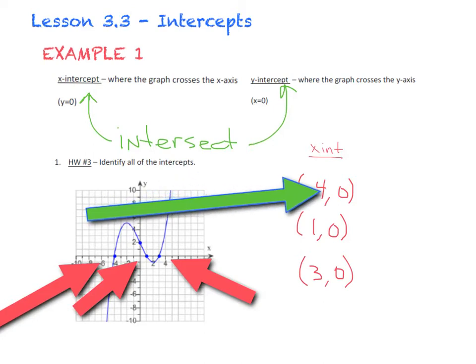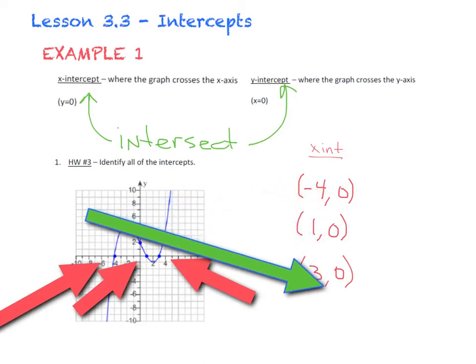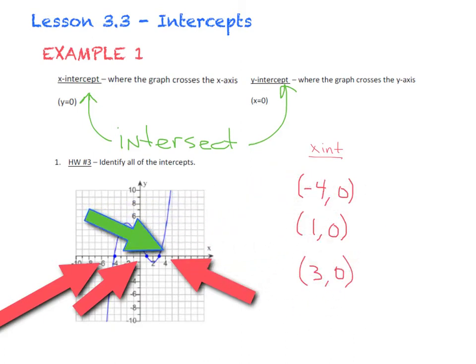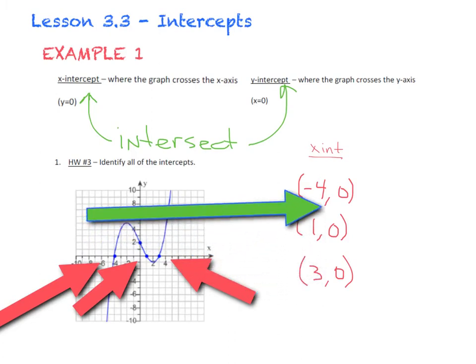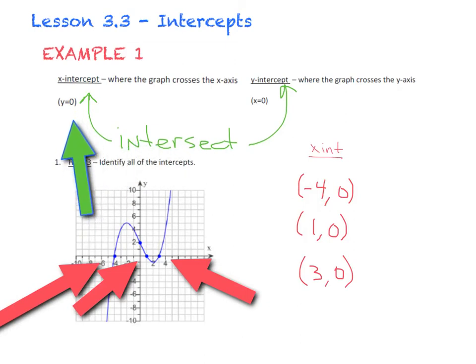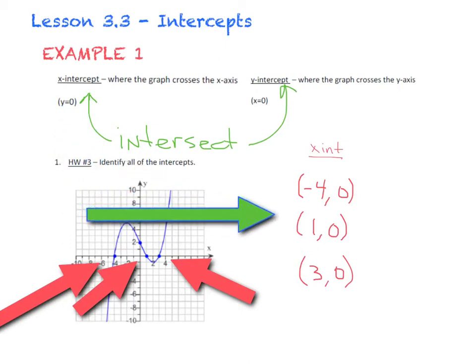If you said all of them end in 0, you're absolutely right. No matter what, wherever a line crosses the x-axis, the y will always be 0. And that's what this means right here. When you saw that in your notes, that's what it means. At the x-intercept, y is always 0. There's no exceptions to that. So now let's do the y-intercept.